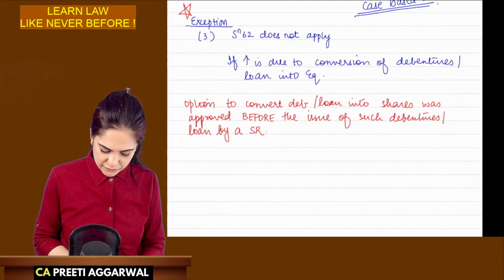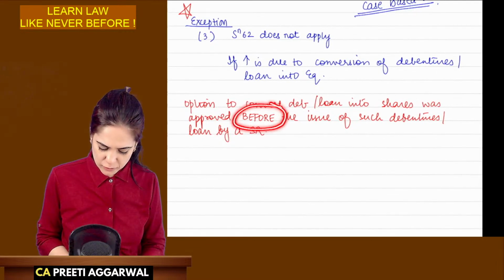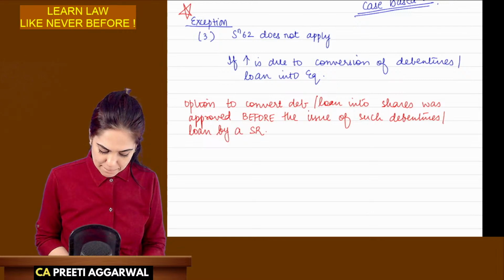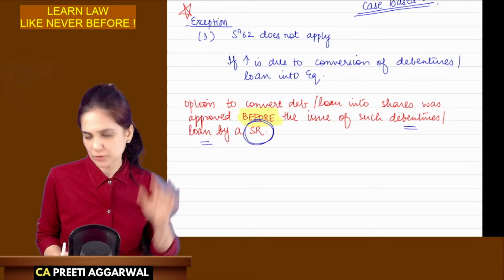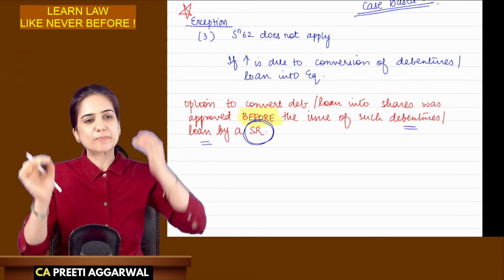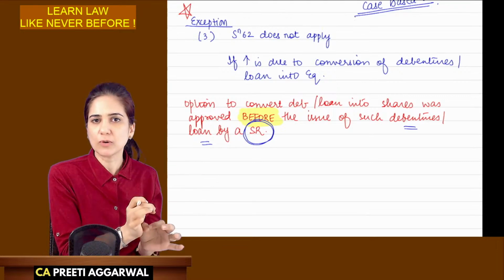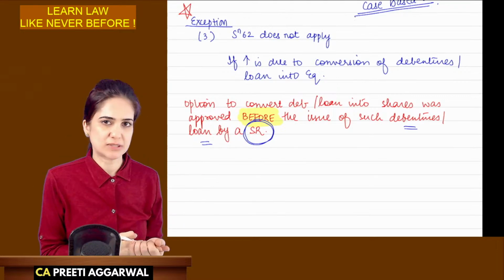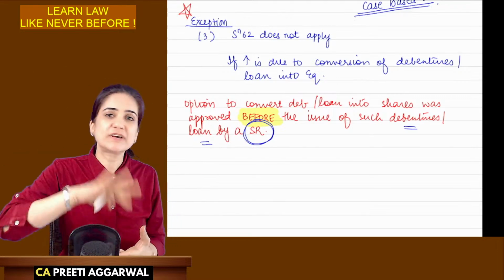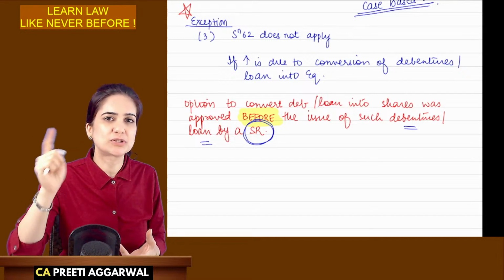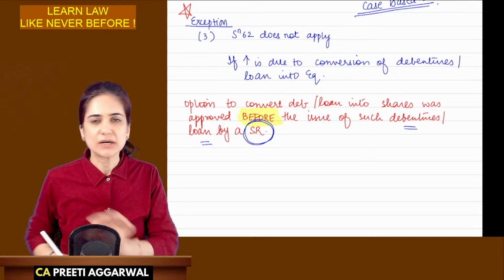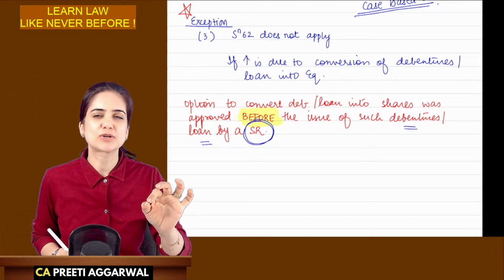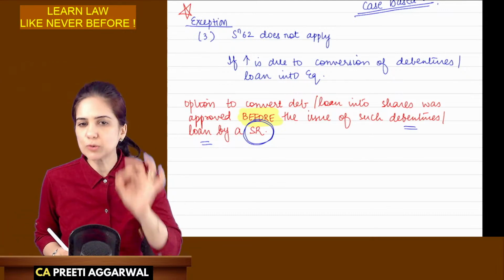The option was approved before. This is the key word. Before the issue of such debentures or loan, by a special resolution. So if we have obtained the approval of the shareholders through a special resolution even before we issued the convertible debentures or loan, then law says when they are converted, it will not amount to a further issue of capital and section 62 will not apply.